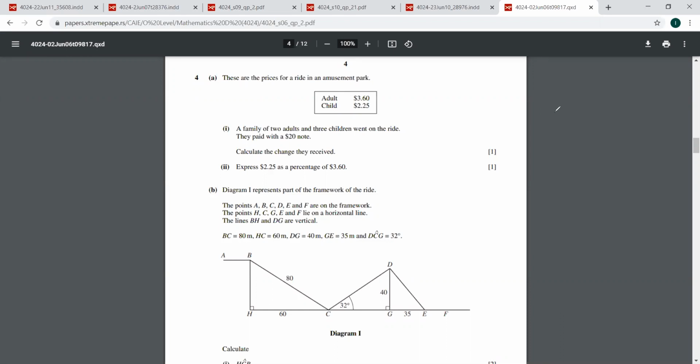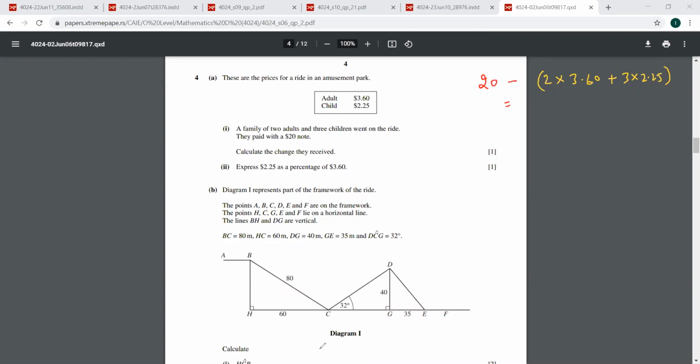It says adult ticket price is $3.6, child is $2.25, a family of 2 adults. So that means this is going to be 2 times 3.6, and then how many children? 3 children. This is 3 times 2.25. This is the amount they're going to pay, and this will be taken out from 20. So this is what you need to do here.